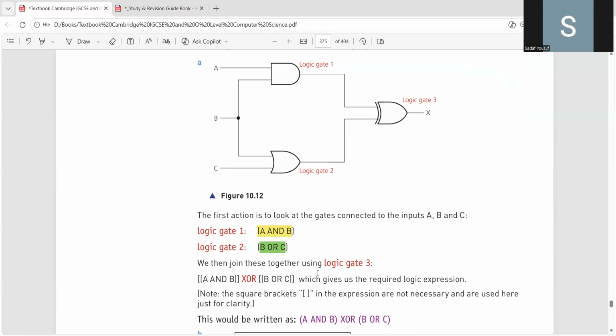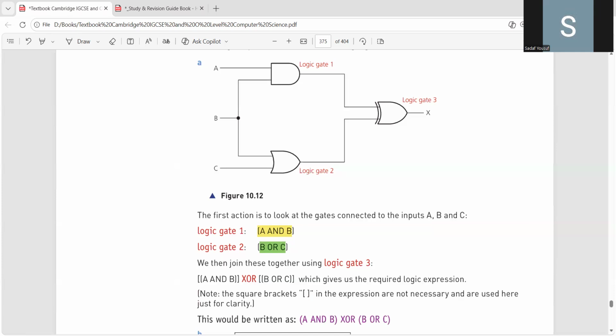So what you can do, you can simply put the XOR gate in between, and then you can mention A and B, that was the first one, B or C, which was the second logic gate, and then the equation, the expression, is over. And if it's a 3-mark question, you can easily score 3 out of 3 just by being a little cautious. So any questions?